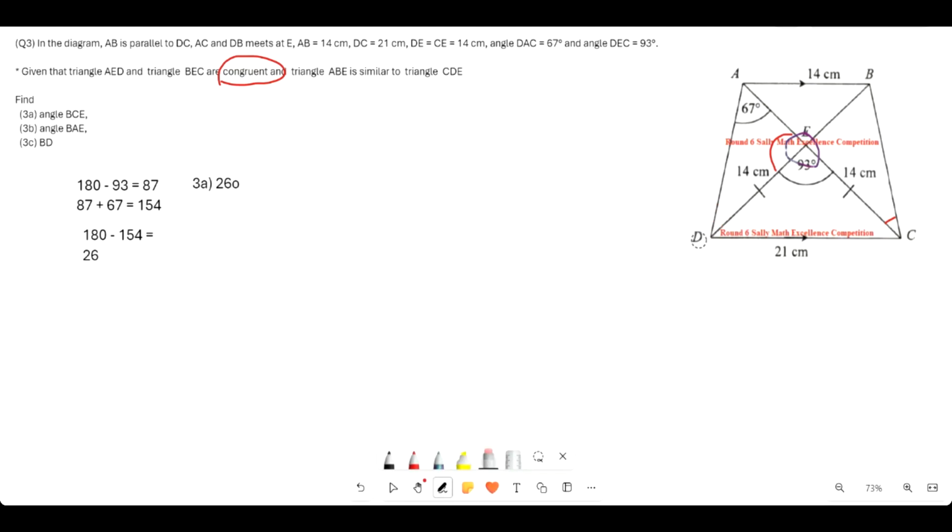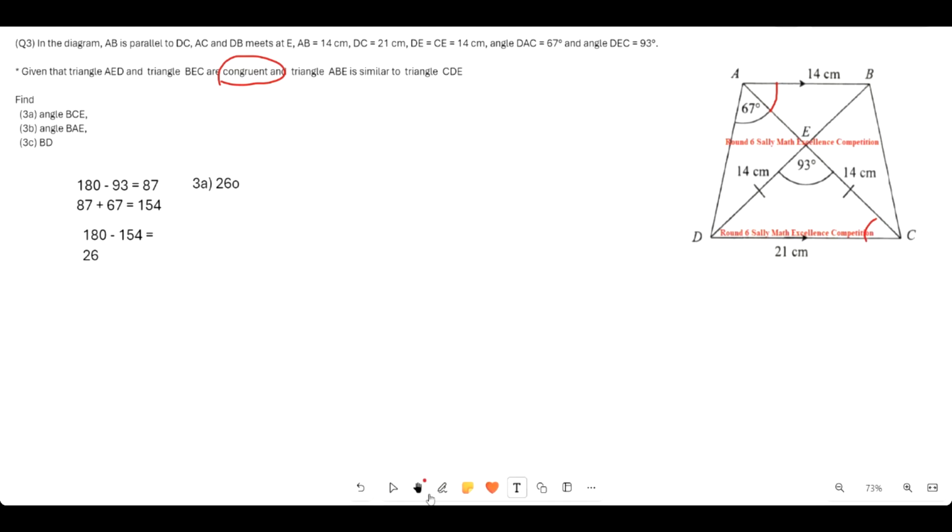Okay, now let's do question 3B. Find the angle BAE. So BAE is a triangle, so we need to find A here. But since this shape is irregular in length, you can't use the 90 degrees minus 67 to find this angle. So to find BAE, we can see that there's a Z here. This Z resembles an alternate angle. So now that we know there's an alternate angle, we just need to find this angle.